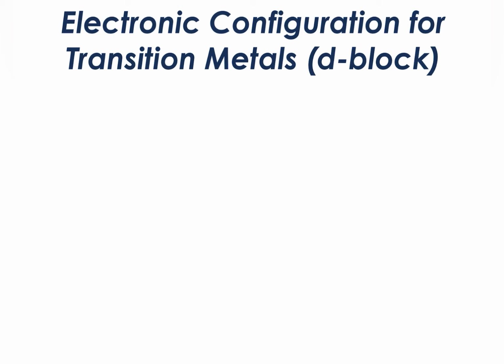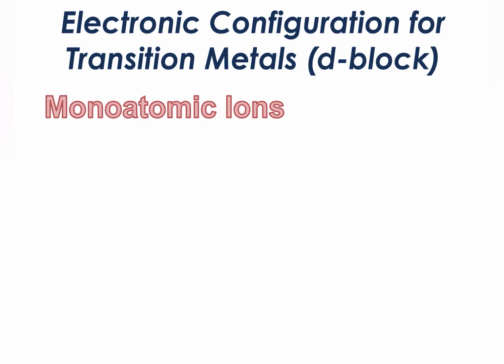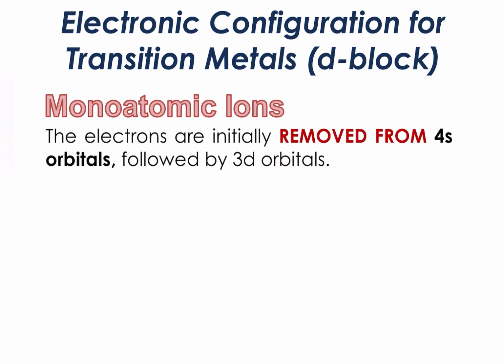The next part is where I want you to focus on how to write the electronic configuration for transition metals. Transition metals are usually used as monoatomic ions. And for transition metals, electrons are initially removed from the 4s orbital followed by the 3d orbital. For example, I have titanium here with proton number 22. So the electrons are the same. And then I'm going to write my electronic configuration.